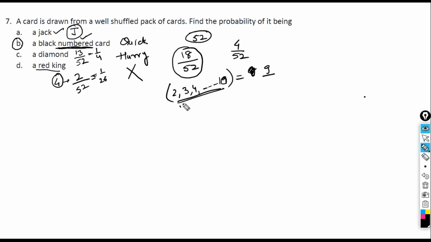From 2 to 10, they are the numbered cards, right? There are a total of 9 numbered cards. Because there are two black suits, there are a total of 9 into 2, 18 black numbered cards. Likewise, there are going to be a total of 18 red numbered cards. So the required probability is 18 by 52.